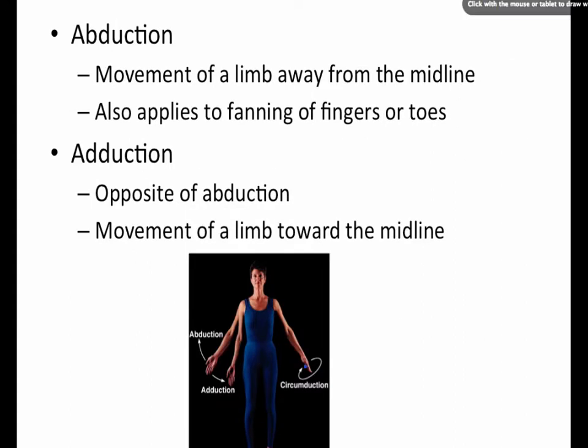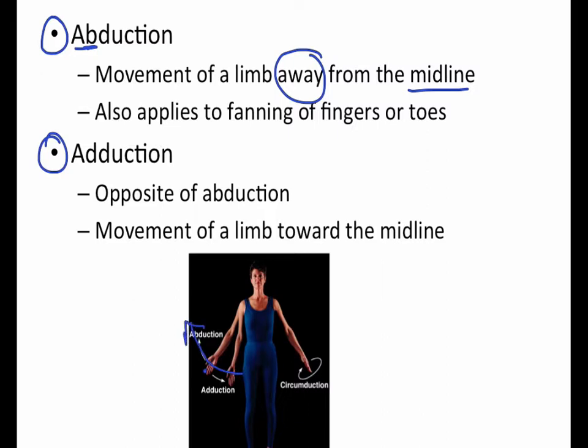Then you have abduction and adduction. For some reason, every year, these are the ones that people confuse. So ab with a B, abduction, you're moving your limb away from the midline. Abduction is away from the midline. So abduction is if you're in anatomical position and then you move your arm away from the midline.